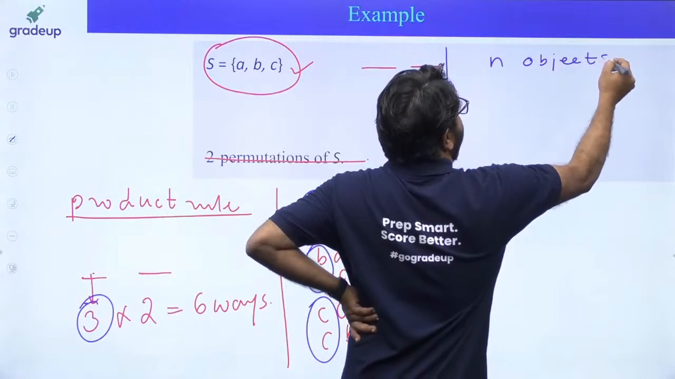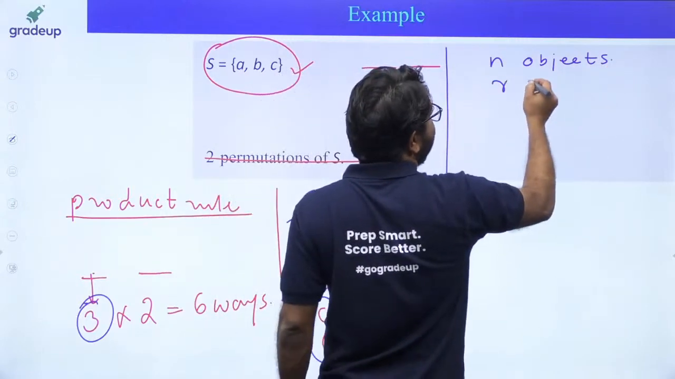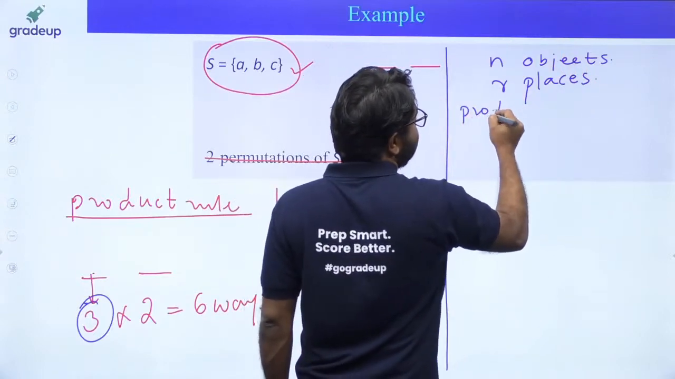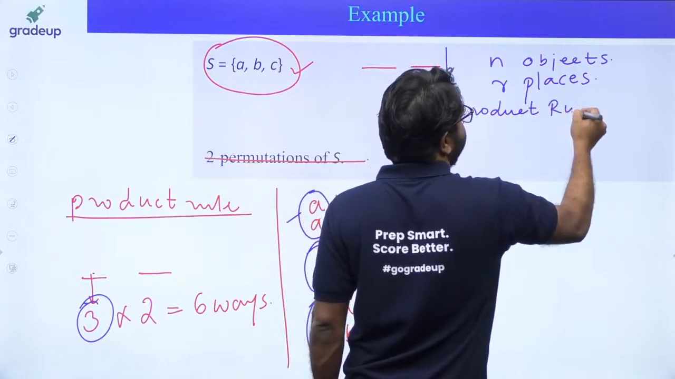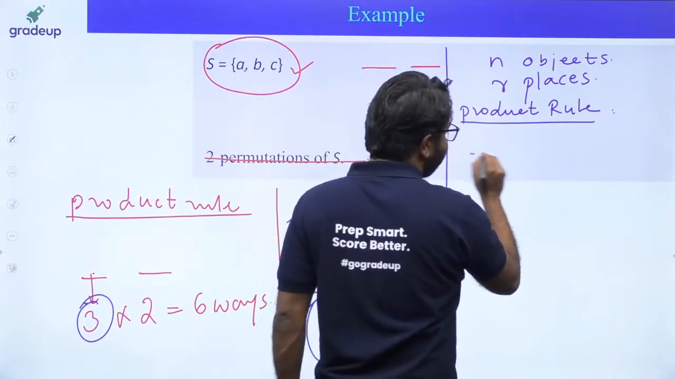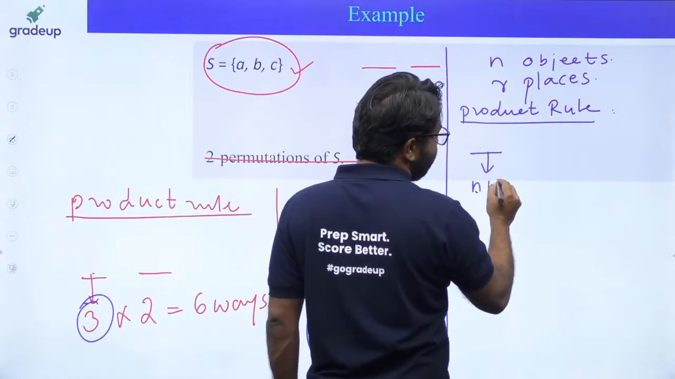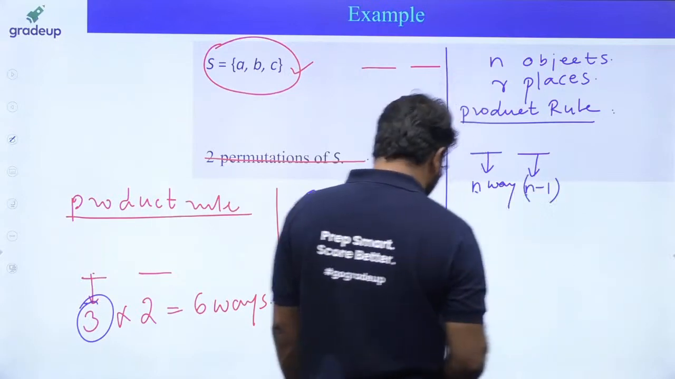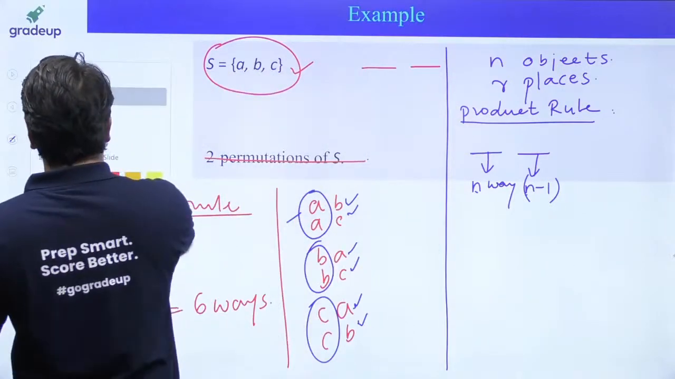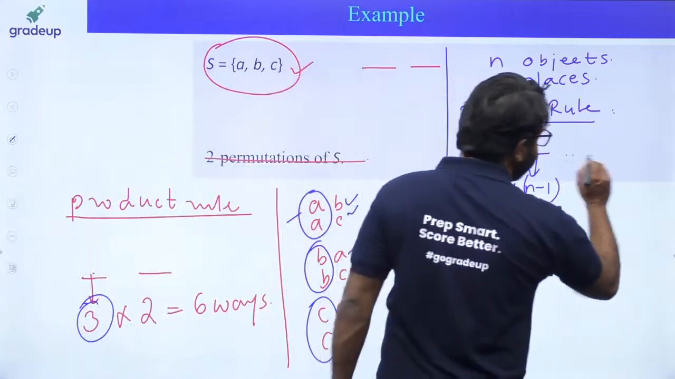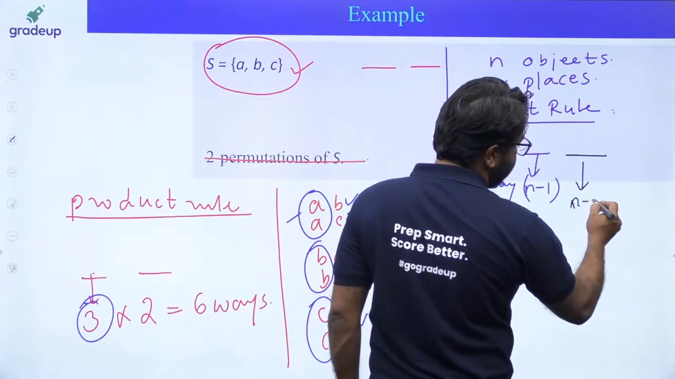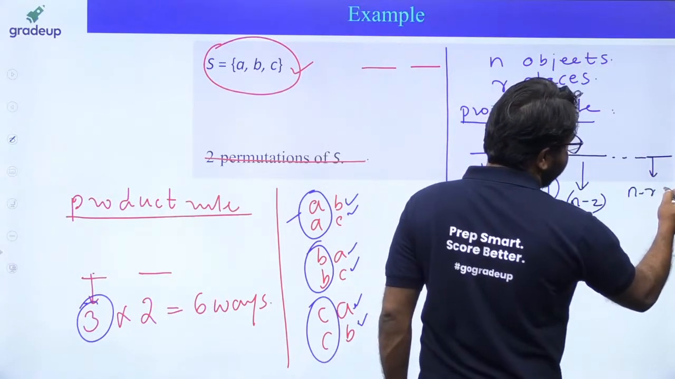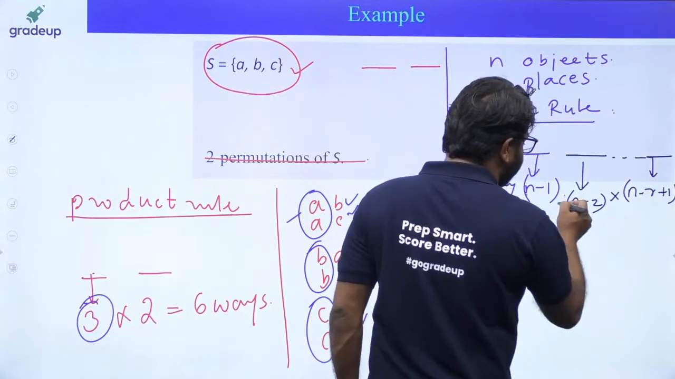Suppose you have n objects, and you want to arrange them at r places. According to the product rule, let's try to understand what you will be doing. At this particular place, how many ways can you write anything? You can write in n ways. At the second place, you can write in n minus 1 ways. Then the next one, you can write in n minus 2. And at the rth place, you can write in n minus r plus 1 ways. So basically this is your product rule only.